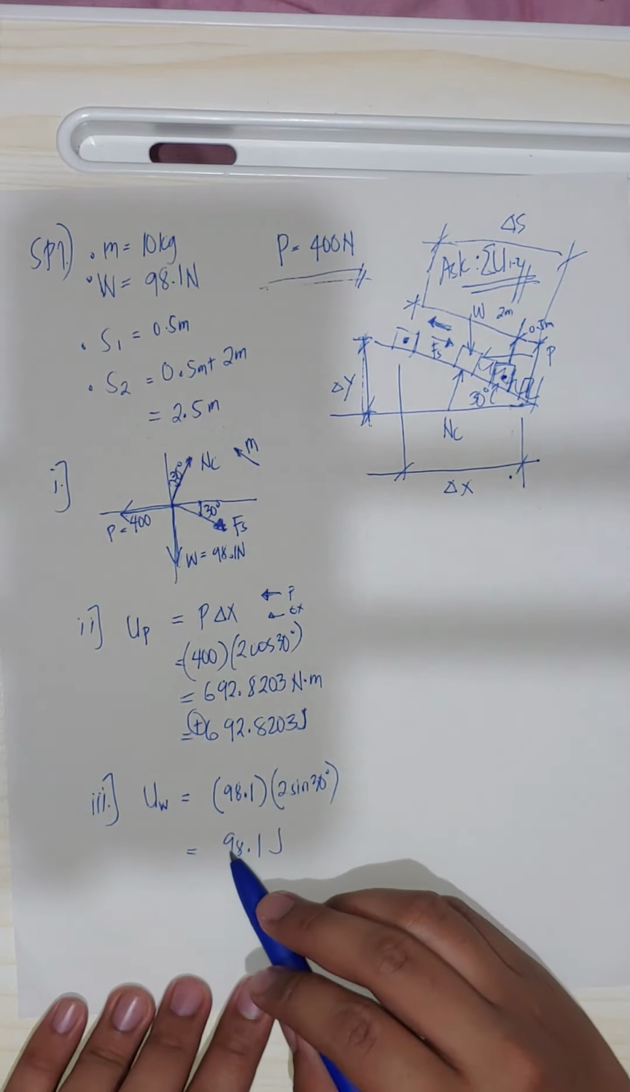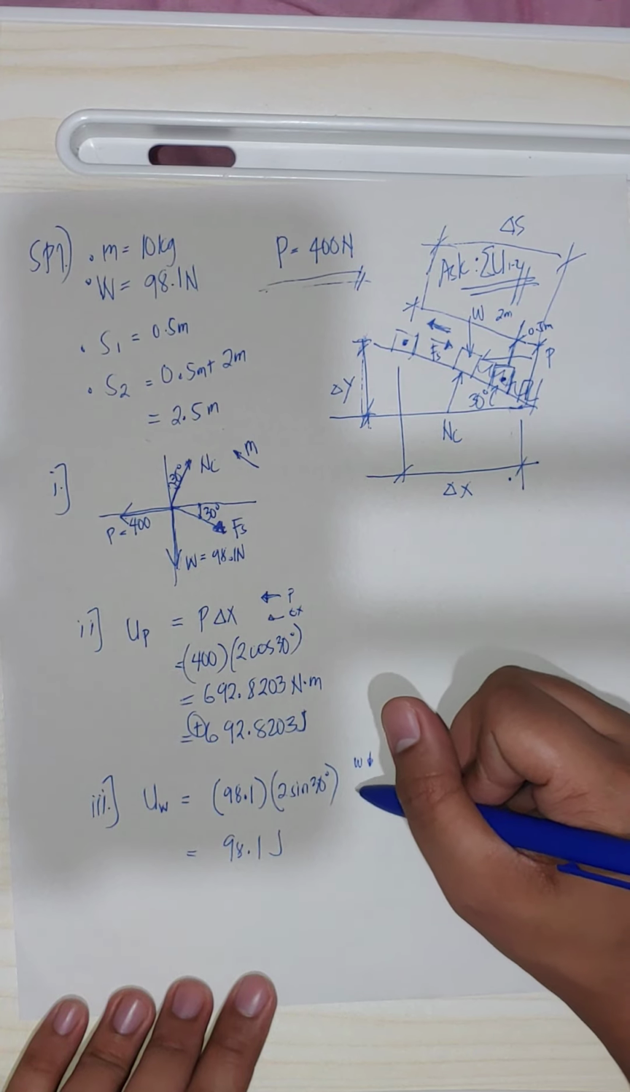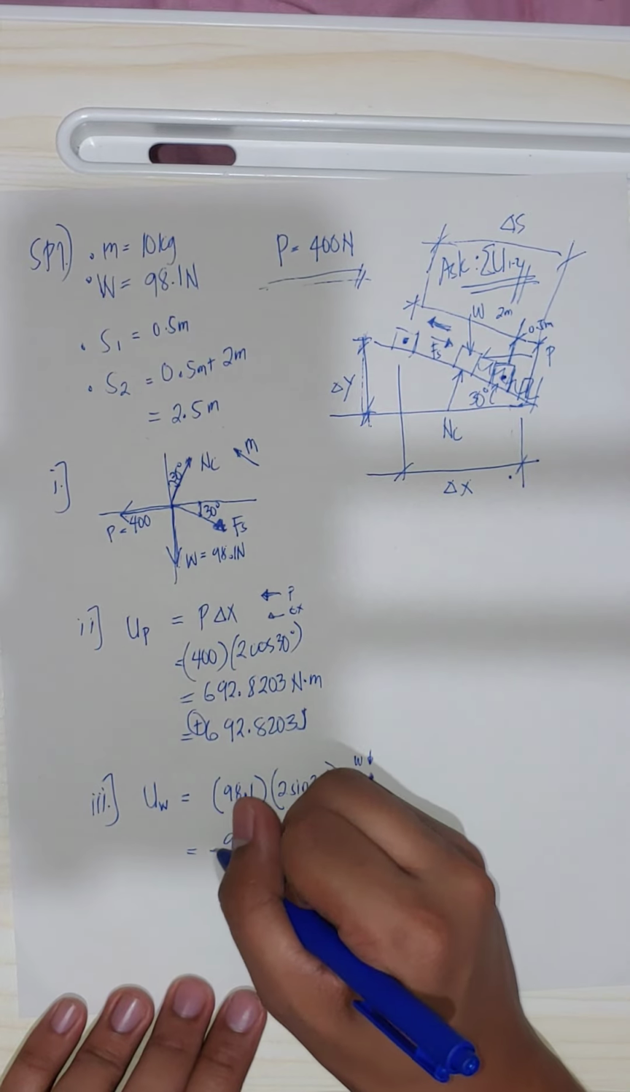And then is this a positive or negative work? The weight is going downward, and the motion is going upward. Therefore, this is a negative work.